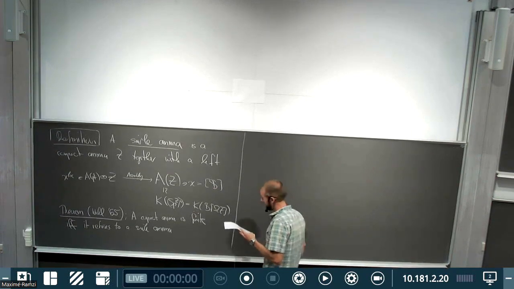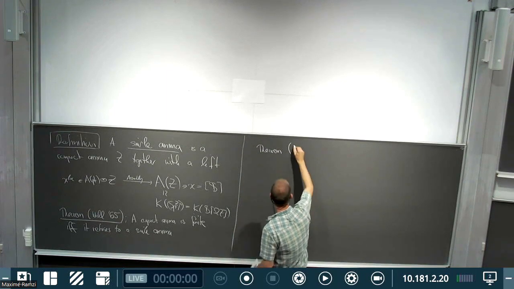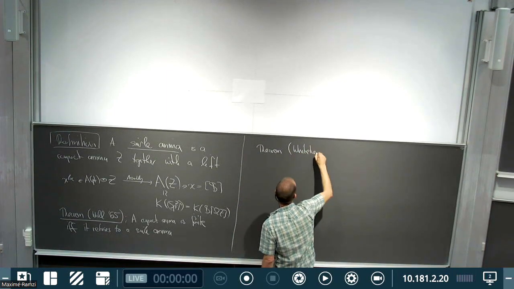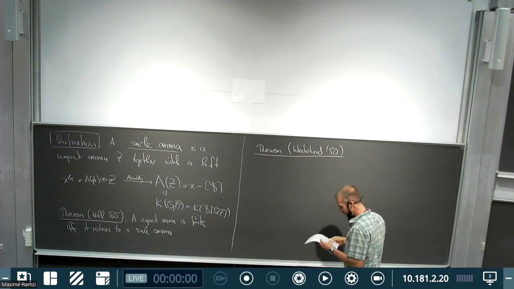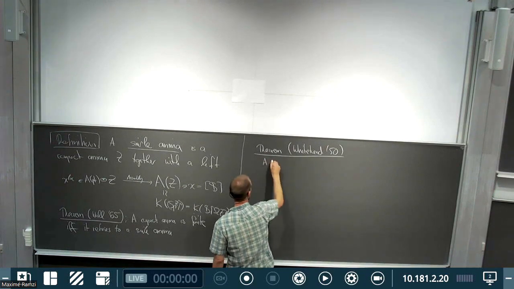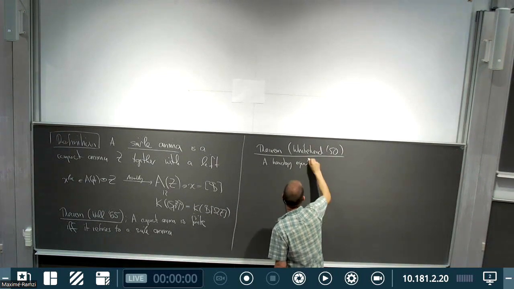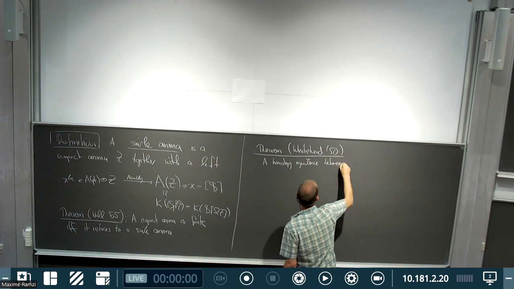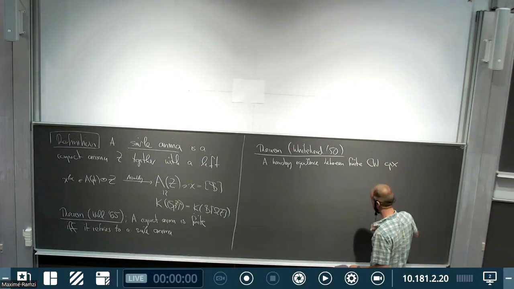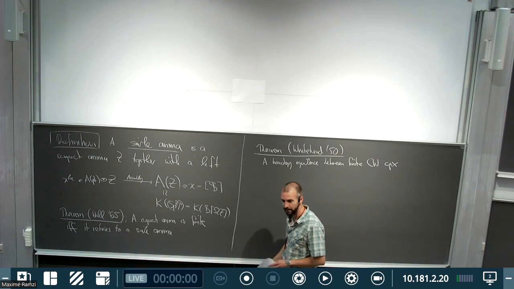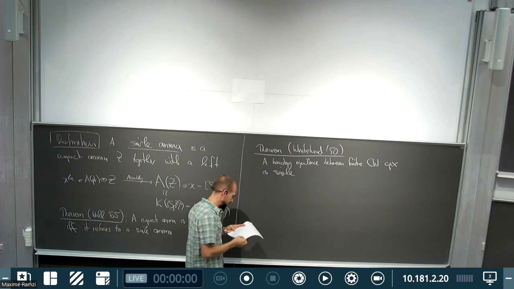And the next theorem is Whitehead's. And that's in the 50s, so even earlier than Wall. He proves that a homotopy equivalence between finite CW complexes, or say from a finite CW complex to itself, is simple. Simple in the classical sense.